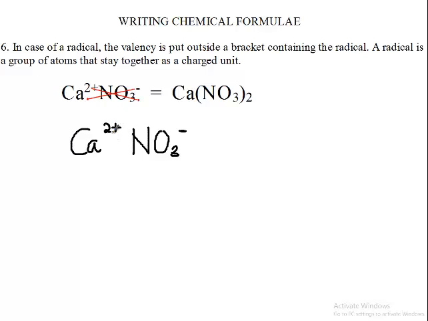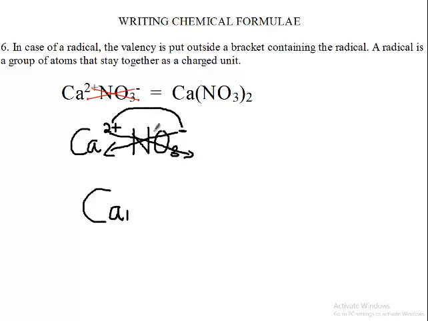Now let's look at the charges. Are they the same? No, they are different. Calcium carries a charge of 2. Nitrate carries a charge of 1. So what are we going to do? We are going to swap their positions. Remember, we don't swap the charges, we swap only the numbers. Now the calcium is going to be Ca1.